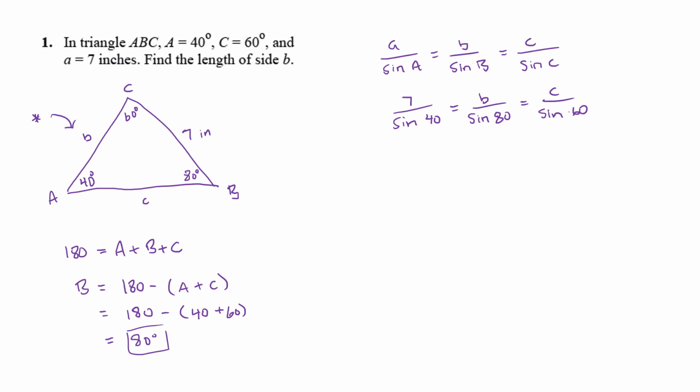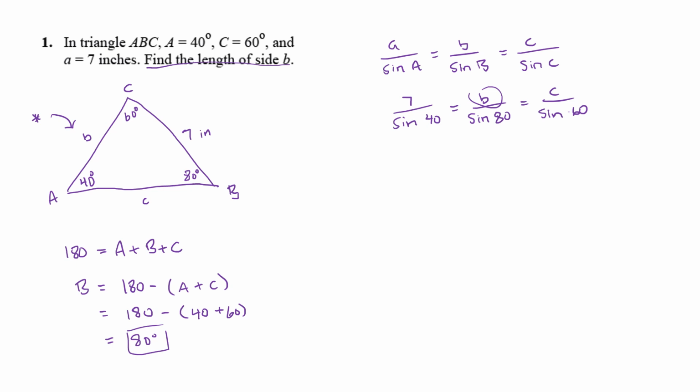So we're trying to find b. That's what our problem told us to find. When you have set up your law of sines formula and plugged in all of your values, you now want to identify the two ratios that you're going to use to solve for your unknown.